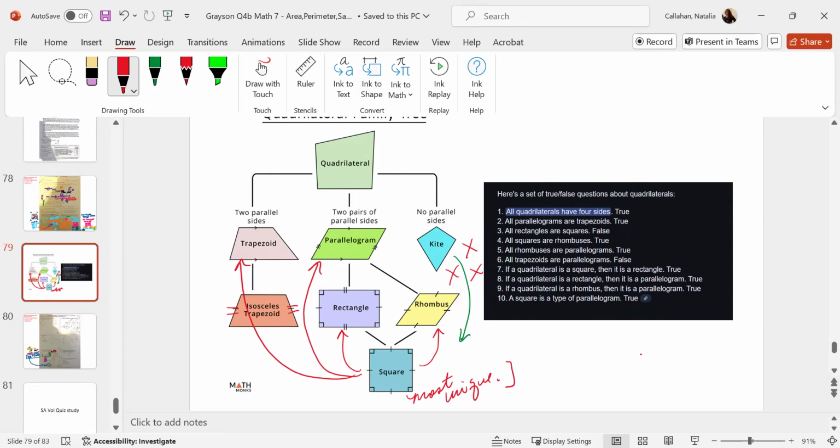Because to be a square, you need to have four congruent sides. Which one here has four? The only other one that has four congruent sides besides the square? Rhombus. A rhombus. Also, a square has to have four congruent angles that are 90 degrees. Which other one has that? Rectangle. Yeah. A square also has opposite sides that are parallel. Which other one has opposite sides parallel?